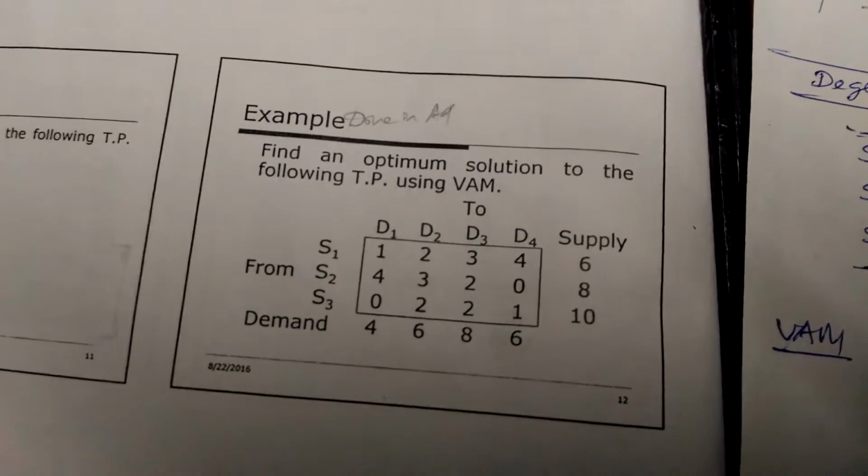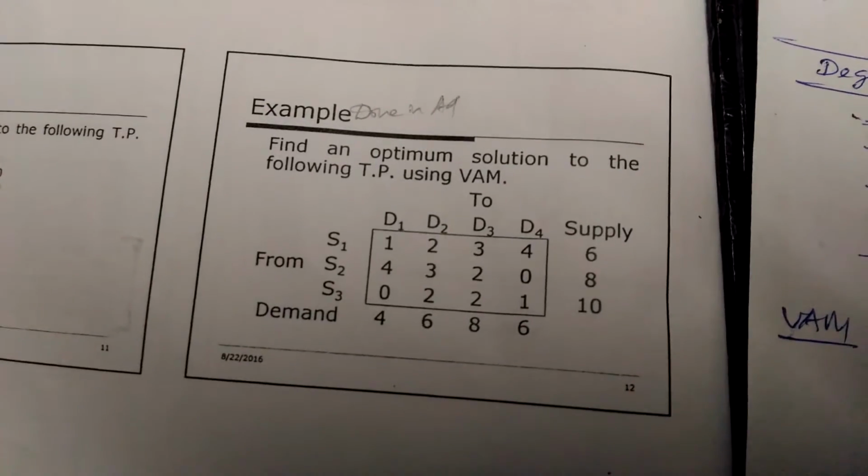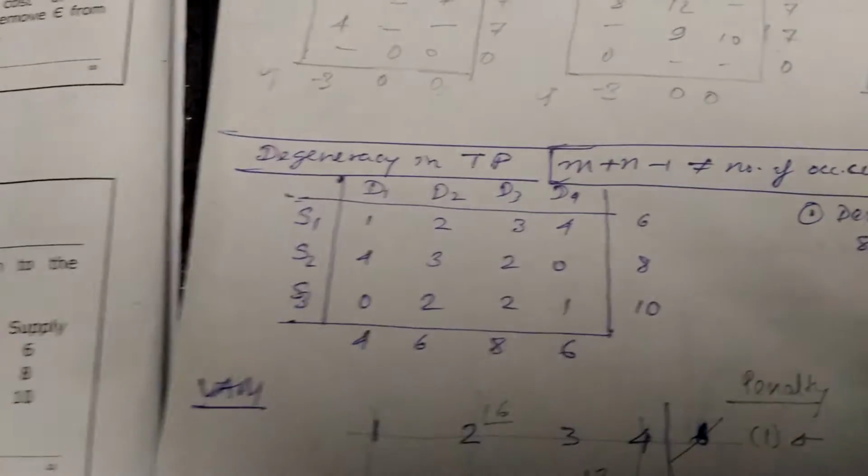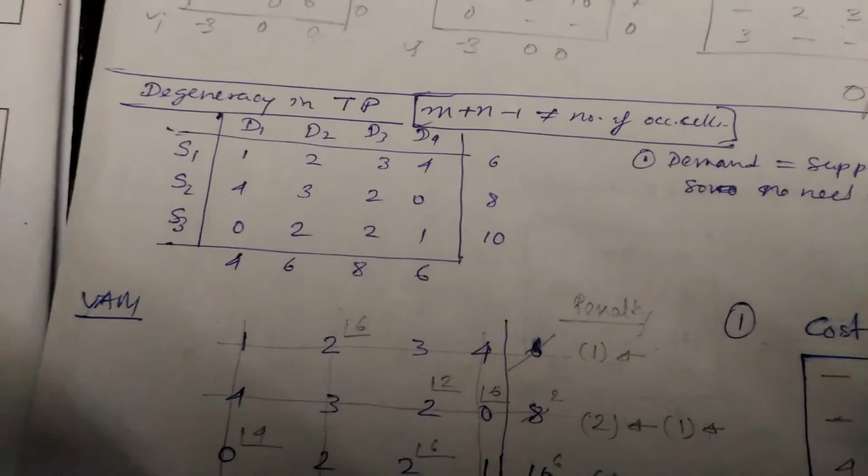So find an optimal solution to the following TP using VAM. So this is our question. We have used VAM here.